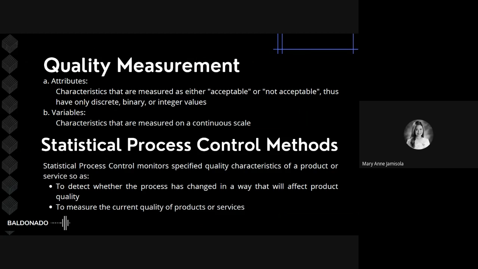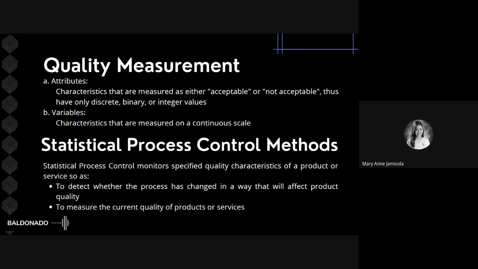Okay. Now, for quality measurement, we can either look at attributes or variables. So, what are attributes? Attributes are characteristics that are measured as either acceptable or not acceptable. Thus, the attributes have only discrete, binary, or integer values. So again, either acceptable or not acceptable.